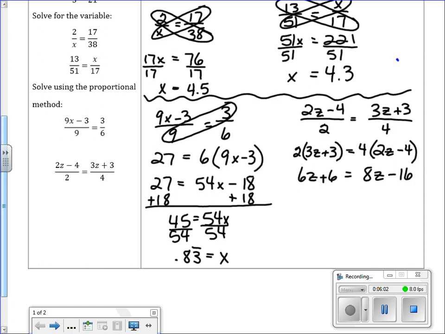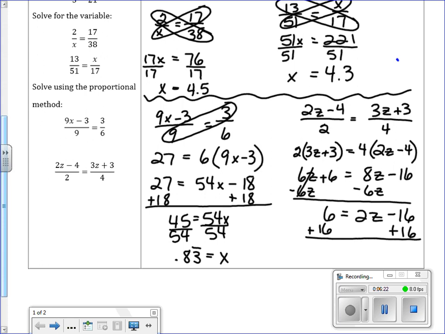Go ahead and subtract 6z from both sides. And those cancel. I have 6 equaling 2z minus 16. Add 16 to both sides. And I have 22 equaling 2z. Divide by 2. And I end up with 11 equals z.